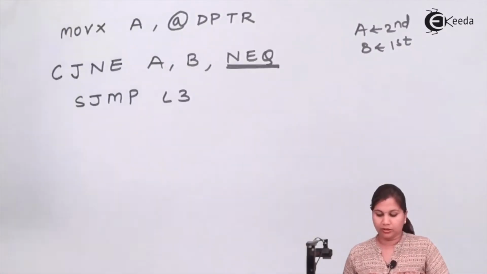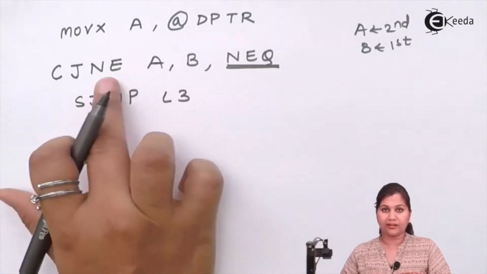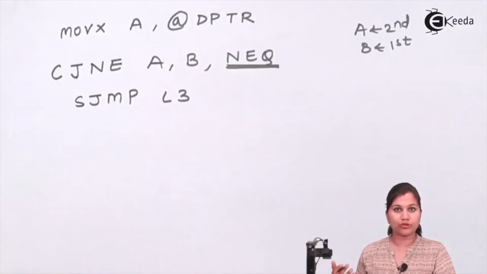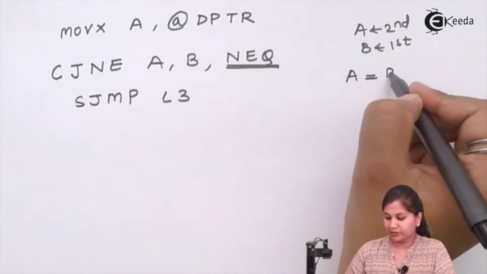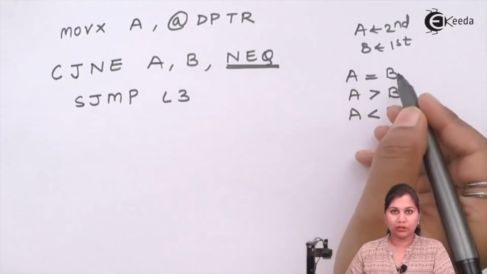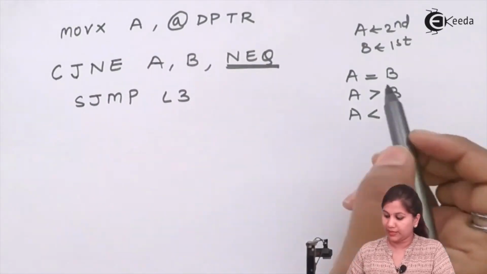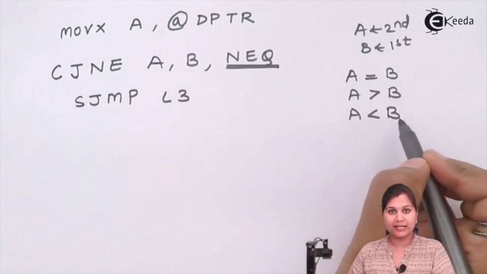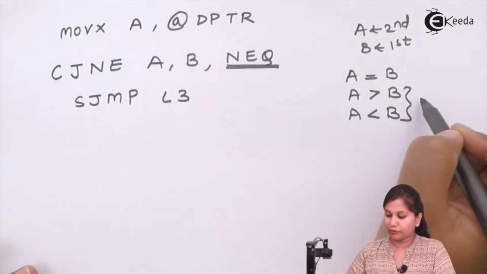Now when A and B are not equal to each other, what is to be done? We have to check the carry flag, because when A and B are compared, there can be three possibilities. A and B can be equal, so at that time there is no need to do the exchange; repeat the process. When A is greater than B, it means that you have to change the contents. If A is less than B, then there is no need of doing the exchange. So for these two conditions, you have to check the carry flag.